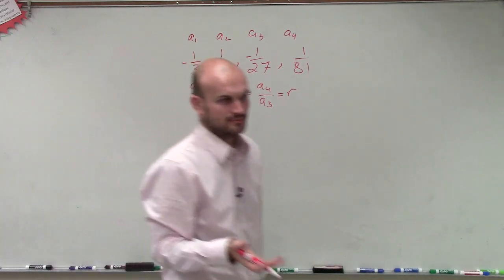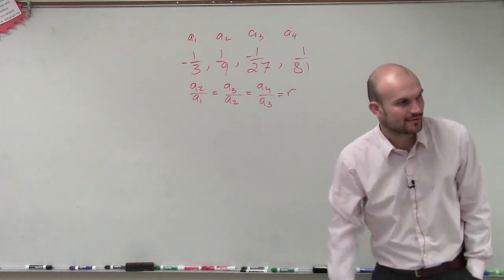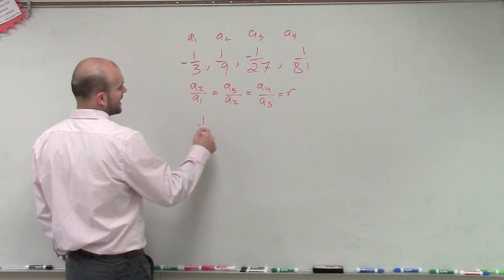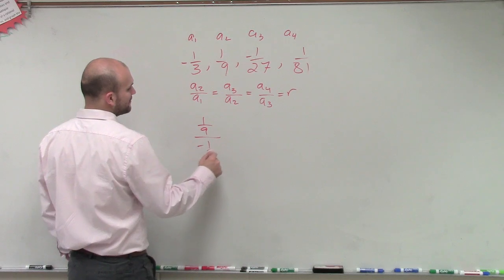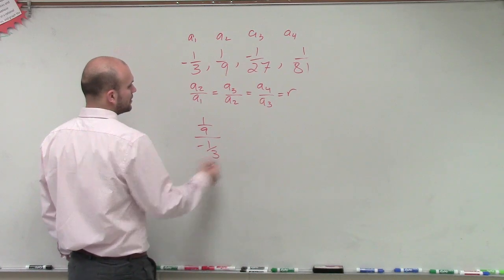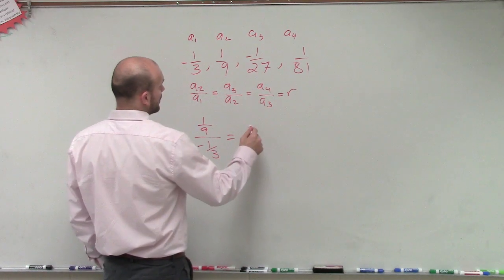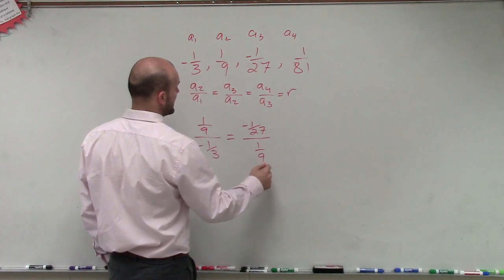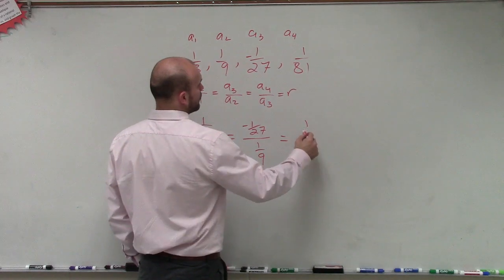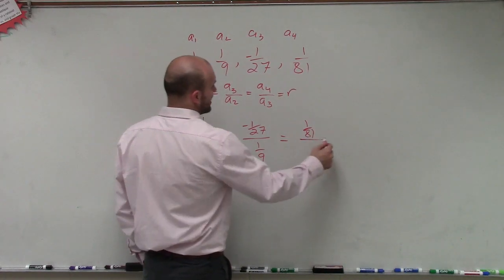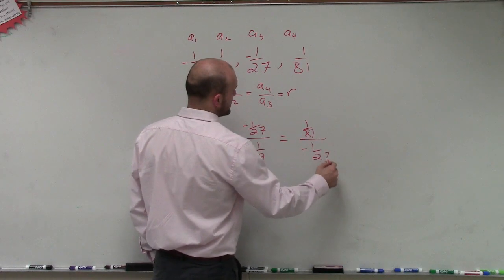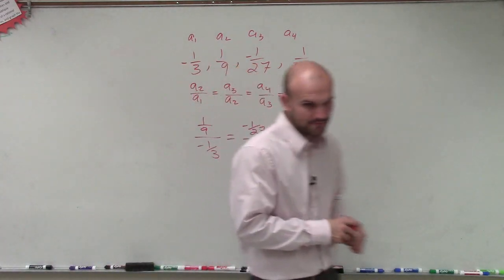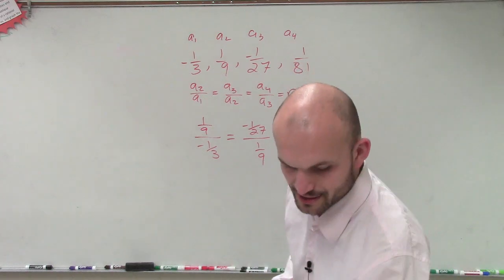So for this one, what we're going to have to do is determine the ratio between our terms. So let's just take 1/9 divided by negative 1/3, which has to equal negative 1/27 over 1/9, which has to equal 1 over 81 divided by negative 1 over 27. All right, so I'm going to use a little color differentiation here. Let's do orange. How's that sound?